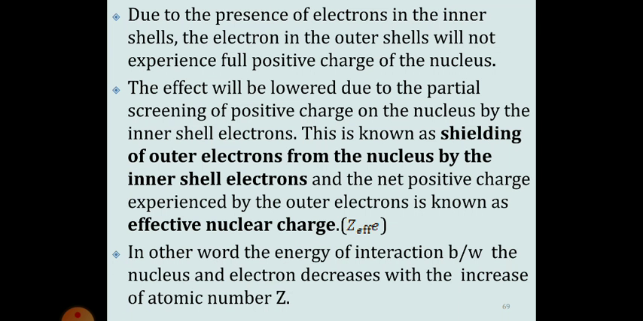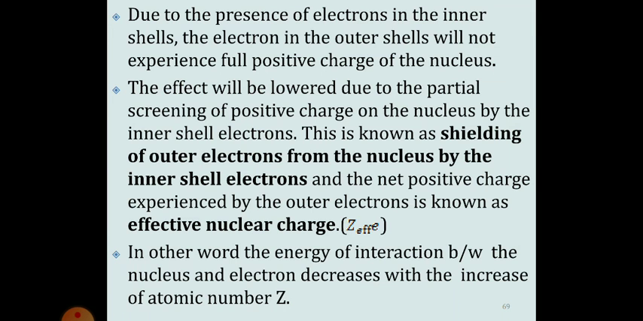The attractive interaction of an electron increases with increase in the positive charge on the nucleus. Now students, due to the presence of electrons in the inner shell, the electron in the outer shell will not experience the full positive charge of the nucleus. The effect will be lowered due to the partial screening of positive charge on the nucleus by the inner shell of electrons. This is known as shielding of outer electrons from the nucleus by the inner shell of electrons.